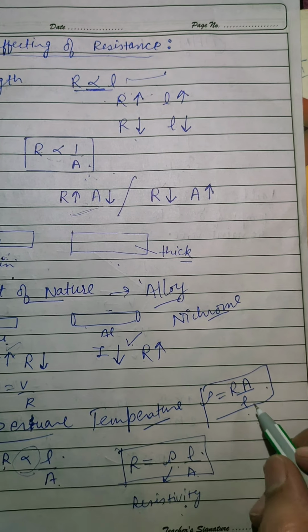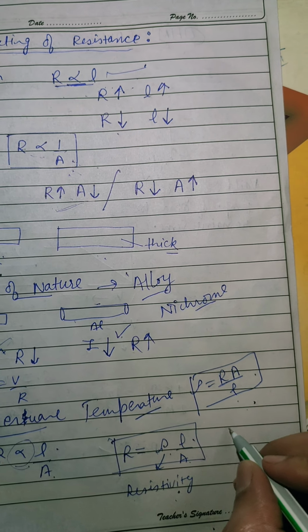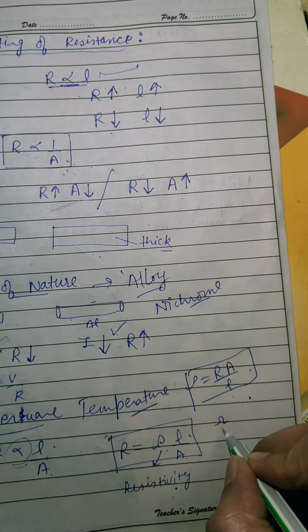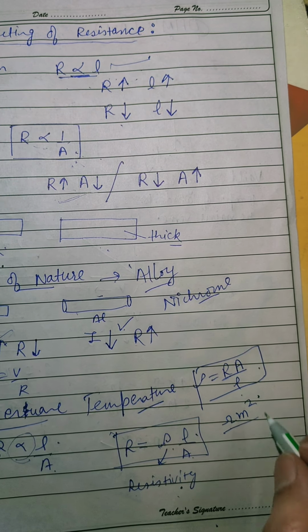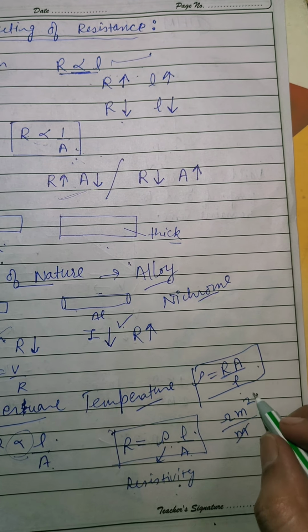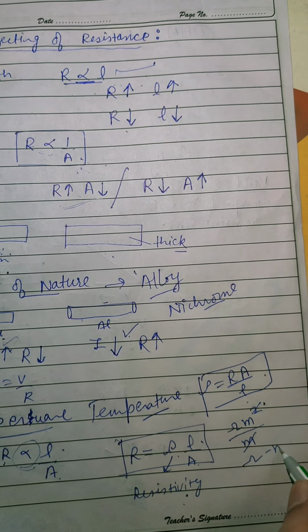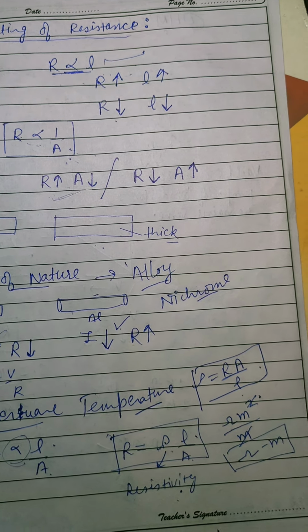Now, the unit of resistivity. Here R is resistance, for which we use ohm, and A is area, for which we use meter square, and for length we use meter. Here 1 meter is cancelled, so we get ohm meter. This is the unit of resistivity.